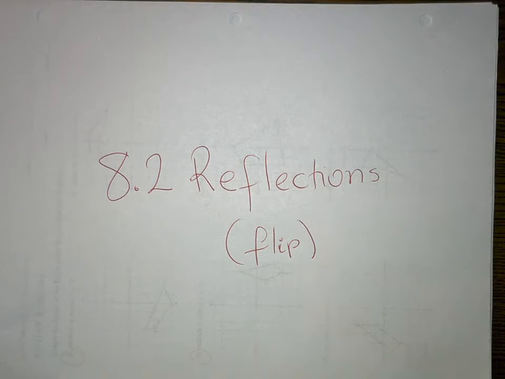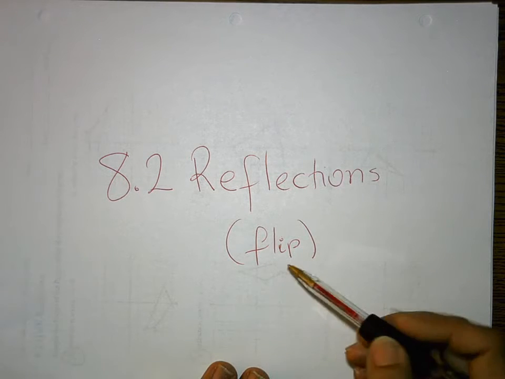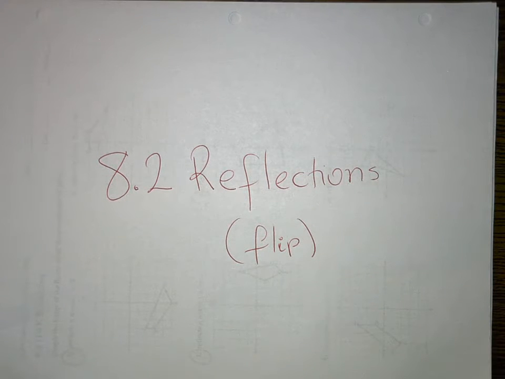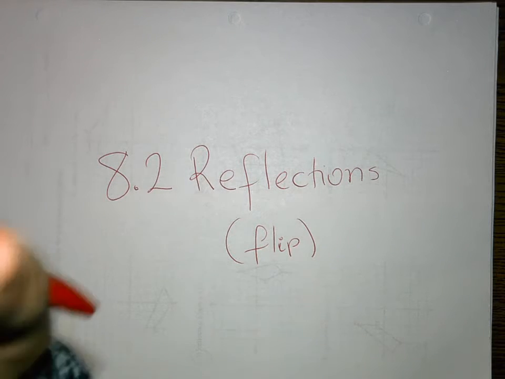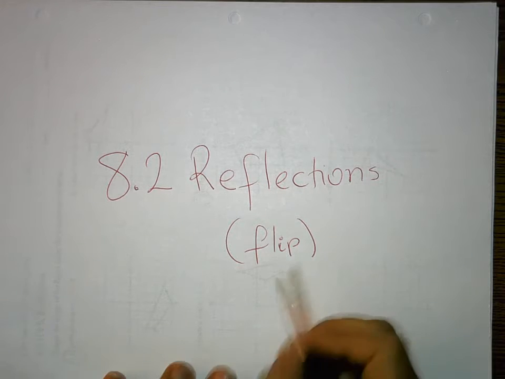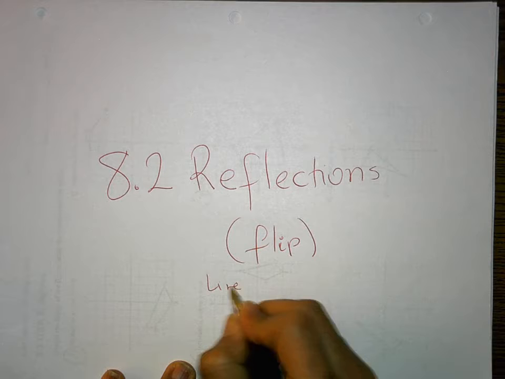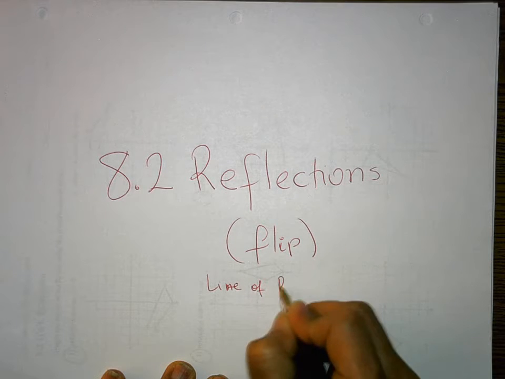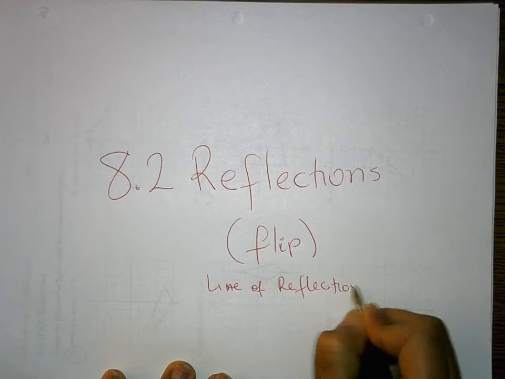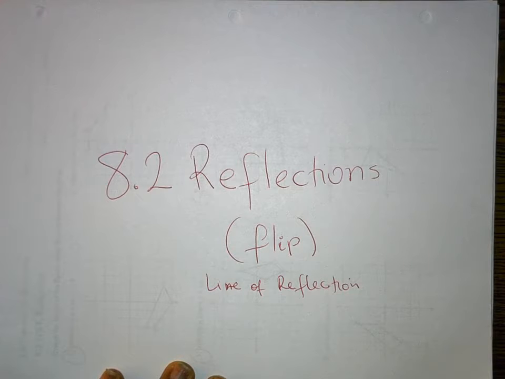All right, so here's 8.2, reflections. So in the previous video, translations are just sliding the figures on the plane. Reflection, I want you to think as a flip, okay? When you stand in front of a mirror, you see a flip image of yourself, okay? So you're flipping things over the line of reflection, okay? Everything has a line of reflection.